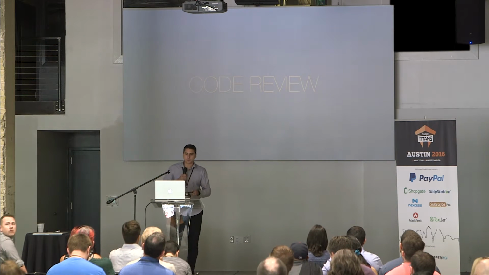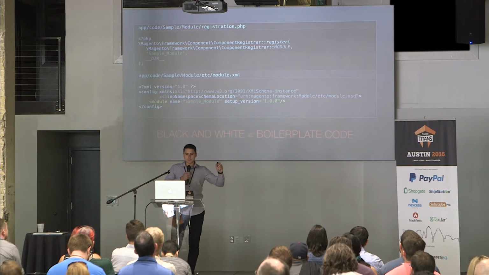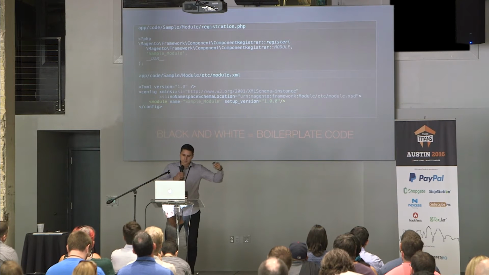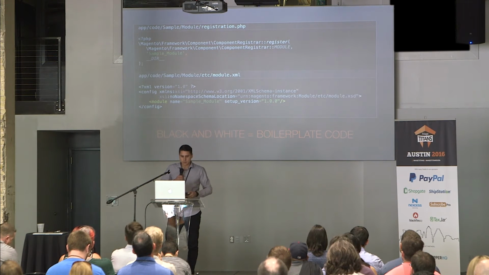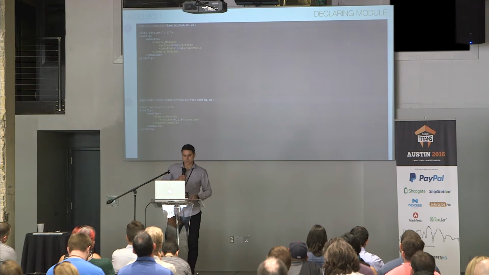So, it's time to review some Magento code. To keep it simple, all the code that is in black and white is boilerplate code. So, it's code that is equal in all the modules. So let's start by declaring a module.